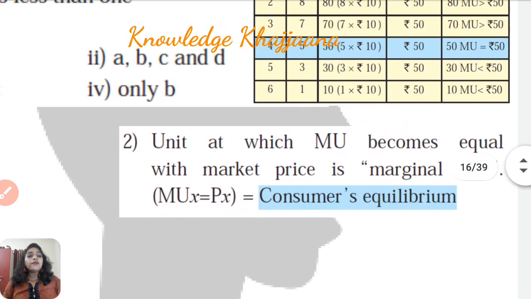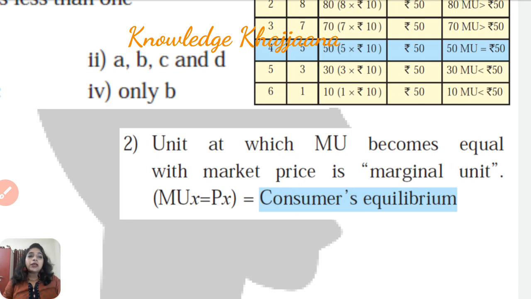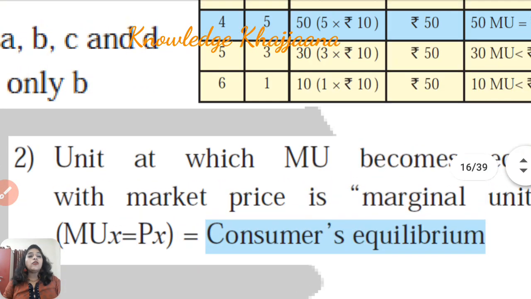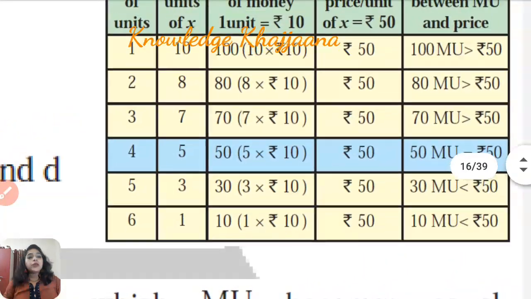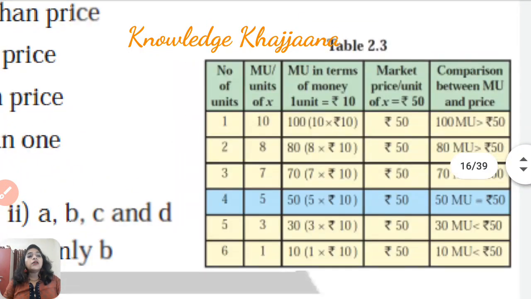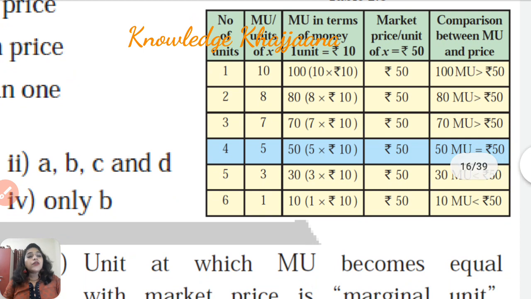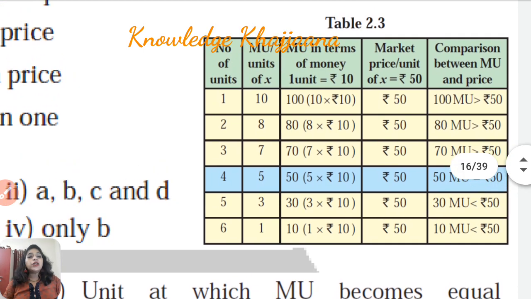The unit at which marginal utility becomes equal with market price is the marginal unit. Marginal utility of X is equal to price of X, that is called consumer equilibrium. What does this mean? The satisfaction which the consumer has gained or achieved after consuming a specific commodity, at which level, that is called consumer equilibrium.